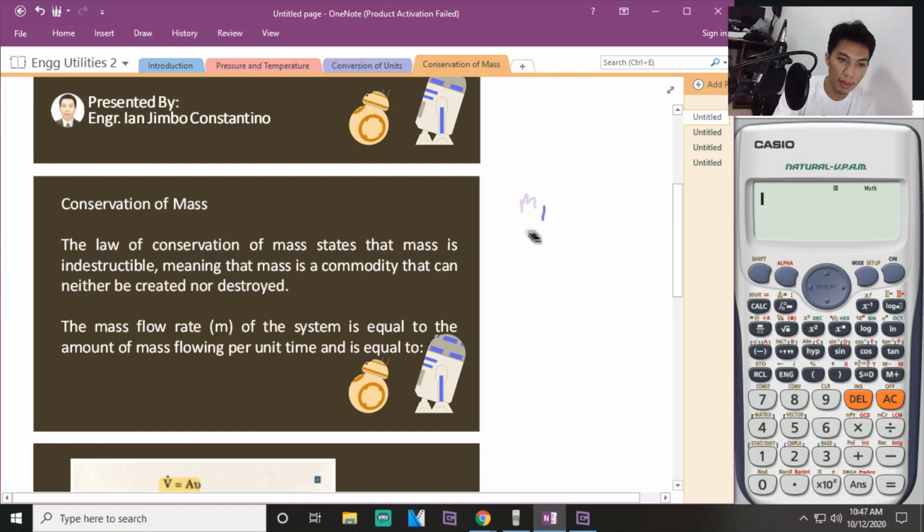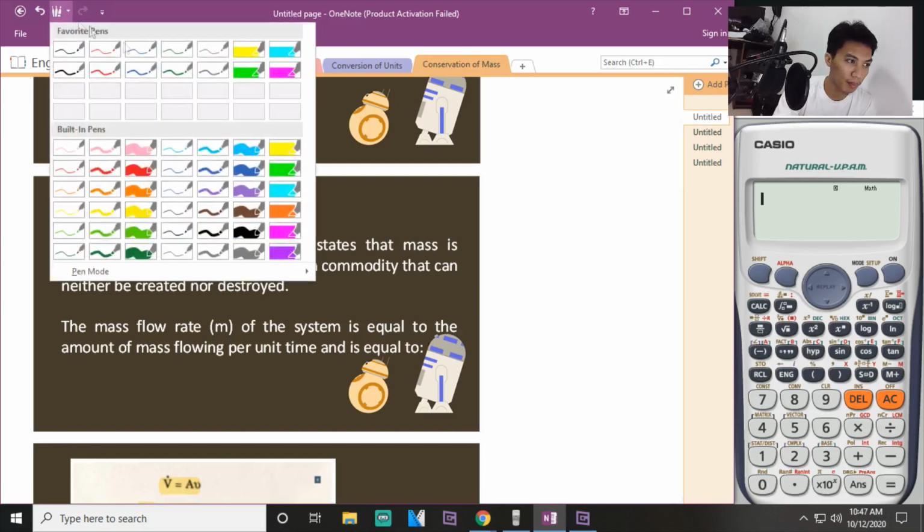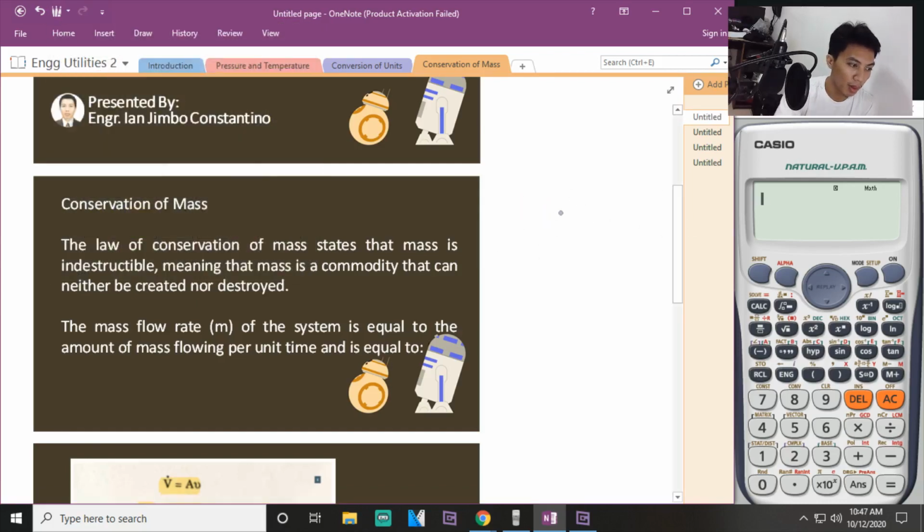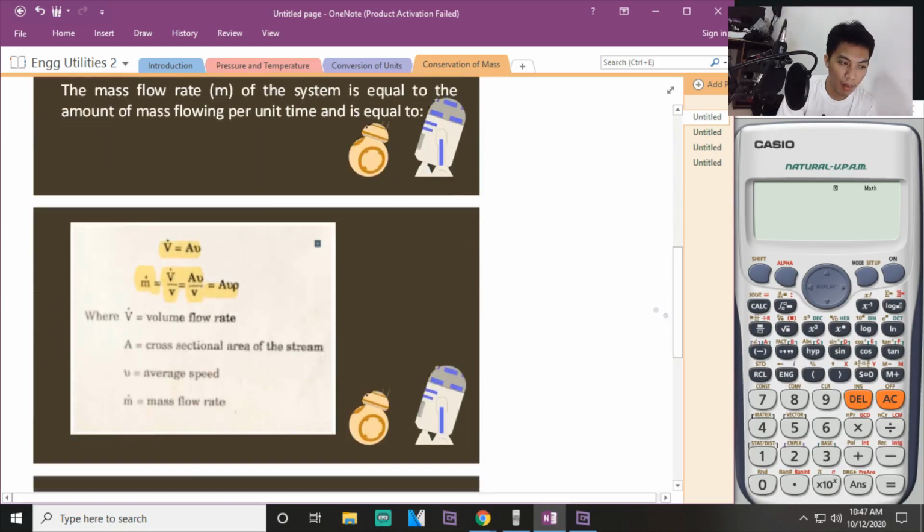The whole system mo. And then the mass flow rate of the system is equal to the amount of mass flowing per unit time and is equal to. Ito daw yung formula. Ito, volume flow rate. Itong denotion niya eh, V na malaki, as lagi may dot. That is volume flow rate ang ibig sabihin.